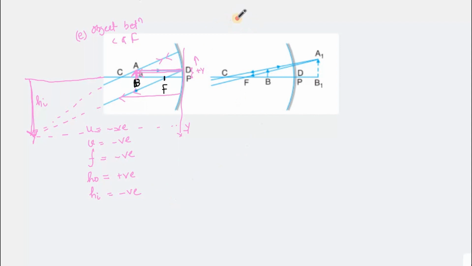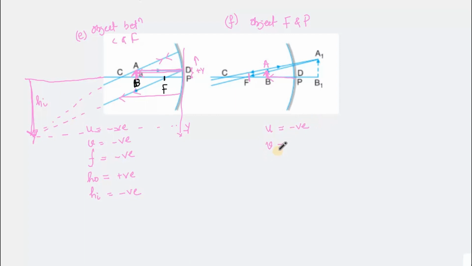Now the next case, that is object is in between F and P. Okay, so between the focus and the pole. Now here you see the object is at this point AB. Now the object distance is measured along the negative x-axis, that's towards the left from the pole. So our object distance is a negative quantity.